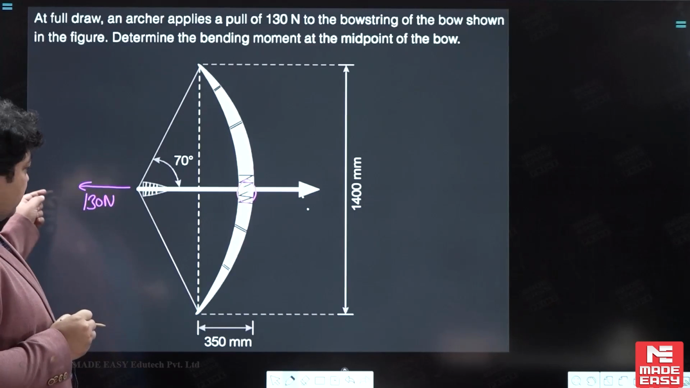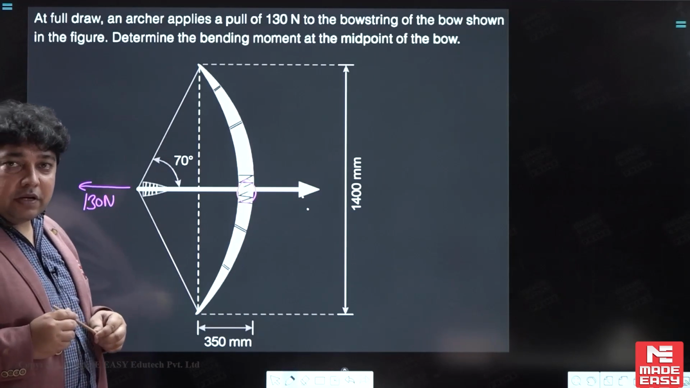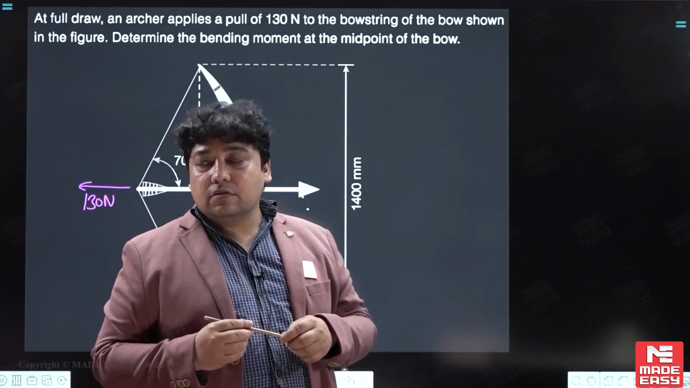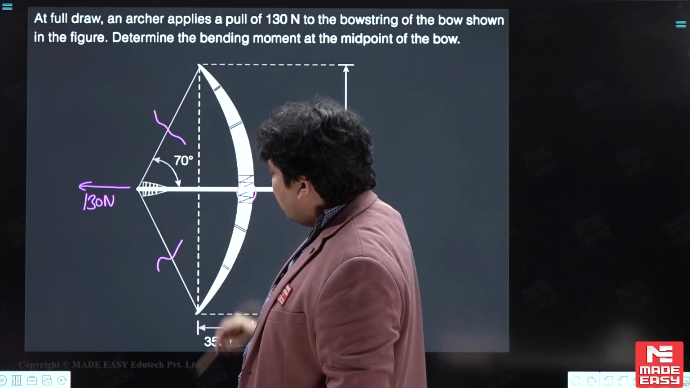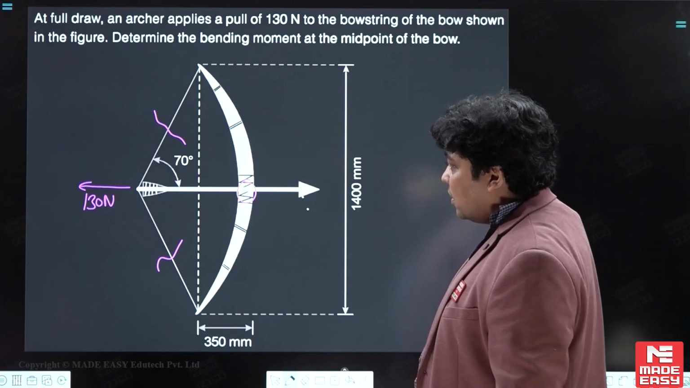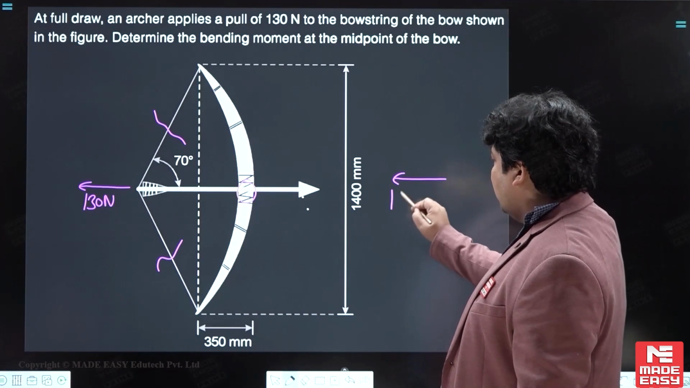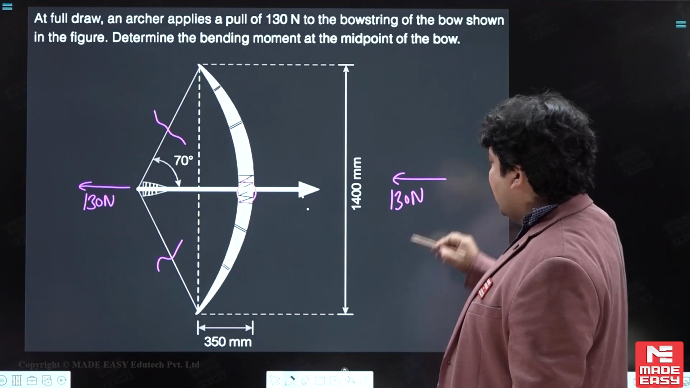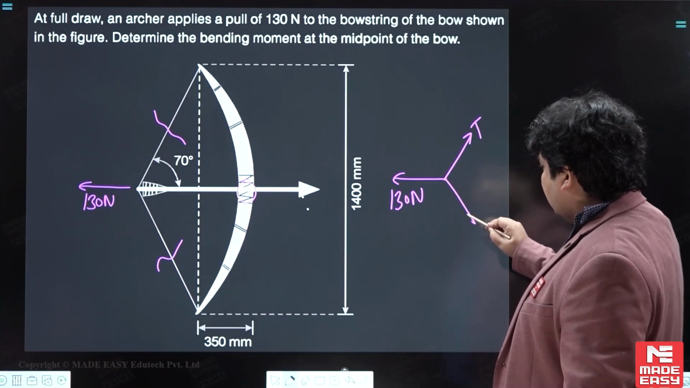So when you apply this 130 Newton pull on this side, tension will develop in the cord. We know it is one cord, one tension. So you can cut the section on this side. Then we can draw the free body diagram of this part. This side is 130 Newton, and in this cord, on this side tension T and on this side tension T.